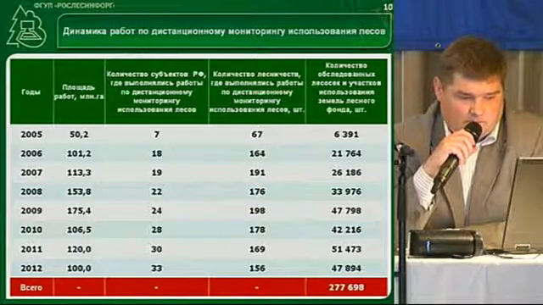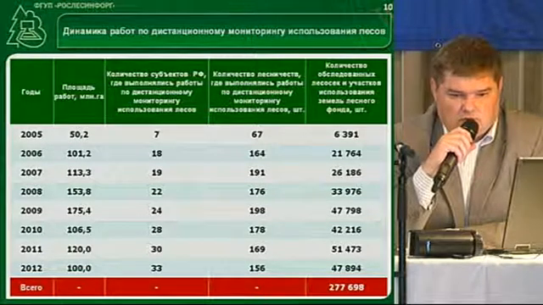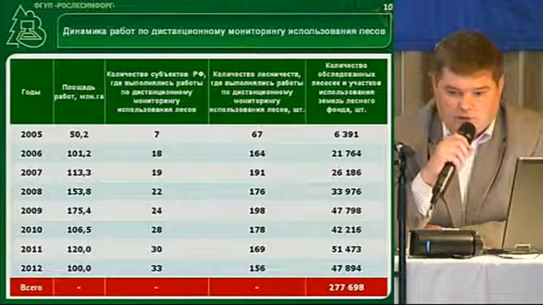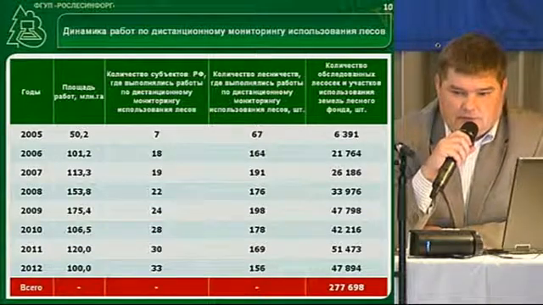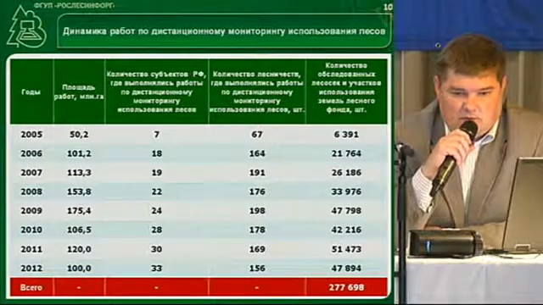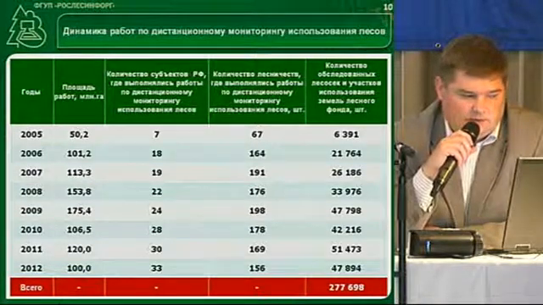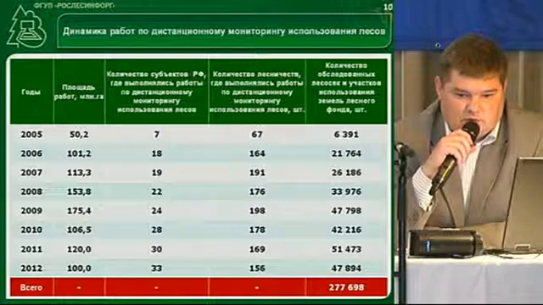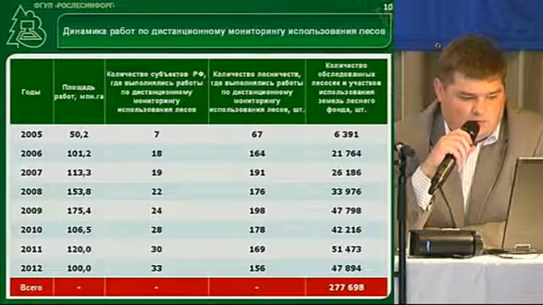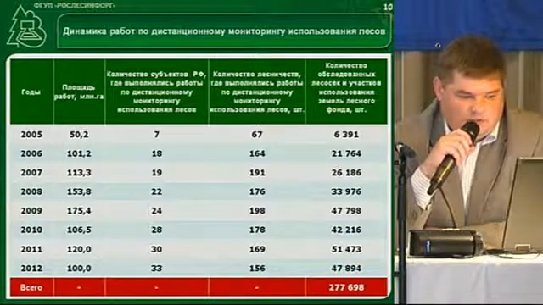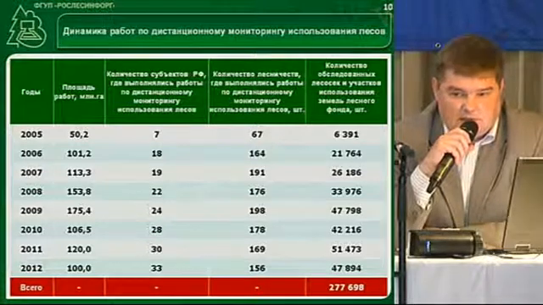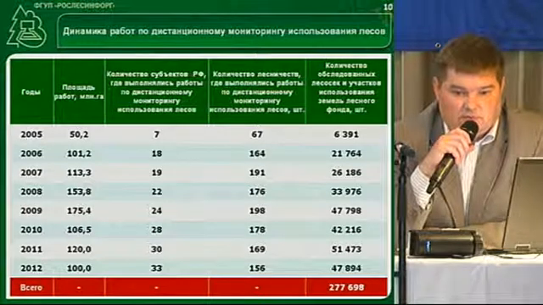Our work on the remote monitoring started in 2005. It was the work on the detection of illegal timber logging, and then our remote monitoring became part of the state inventory effort on an annual basis until 2012. We were increasing the number of Russian subjects where such work is done.